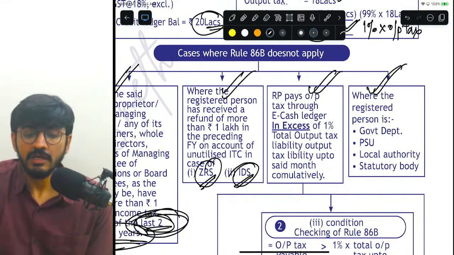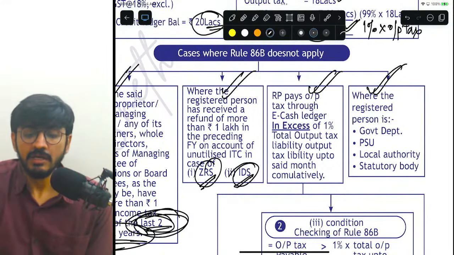Okay, correct. Now, the fourth case, my dear friends, happens to be where a registered person pays output tax through e-cash ledger in excess of 1% of the total output tax liability, up to the said month cumulatively. So output tax liability is repeated twice here. Just cancel it once. Now, what does that mean?